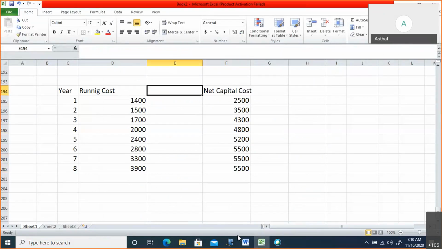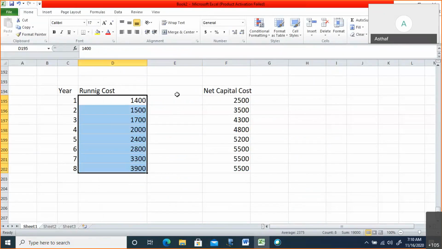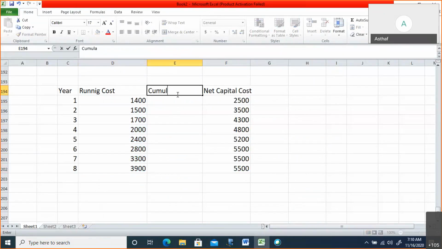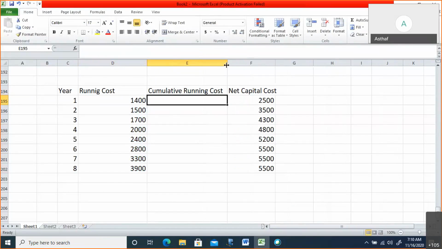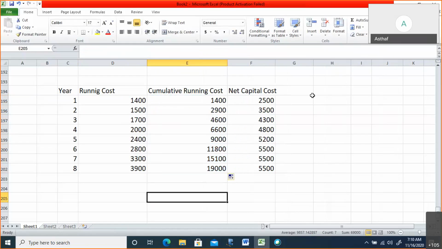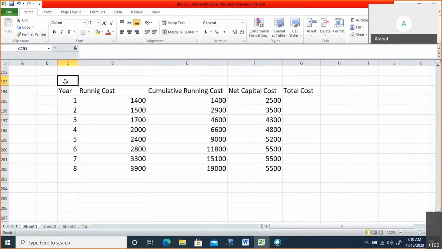So this is the net capital cost. See, now one more cost is there. That is nothing but running cost. But this running cost is for a year only. We should get the total. So what will we do? We can find the cumulative running cost. Look here. So we will find out our total cumulative running cost. So now next step, what do we have to do? We have to find out our total cost. So what is the total cost, my dears?